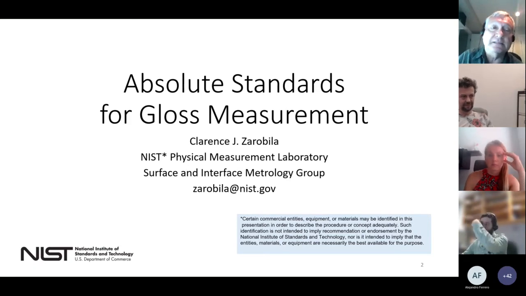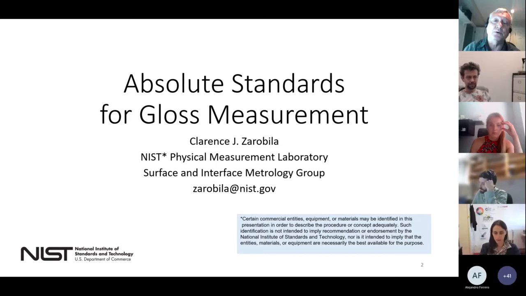But at the time, when I was there, gloss was not part of our suite of instruments that we sold. It is now, I understand. But while I was there, I was primarily working on spectrophotometers and colorimeters.